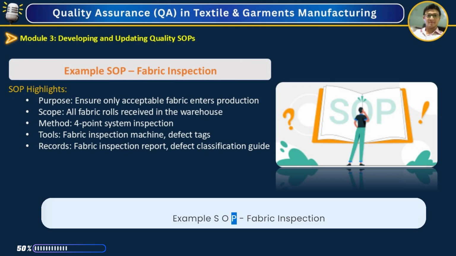Example SOP, fabric inspection. SOP highlights: purpose, ensure only acceptable fabric enters production. Scope, all fabric rolls received in the warehouse. Method, 4-point system inspection. Tools, fabric inspection machine, defect tags. Records, fabric inspection report, defect classification guide.